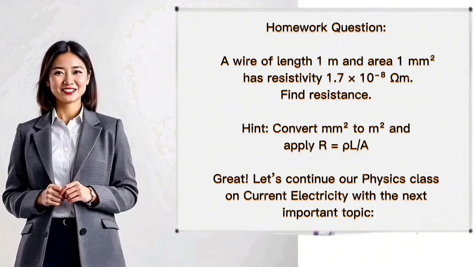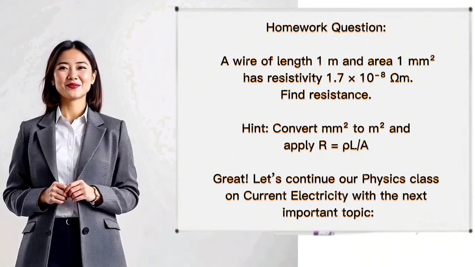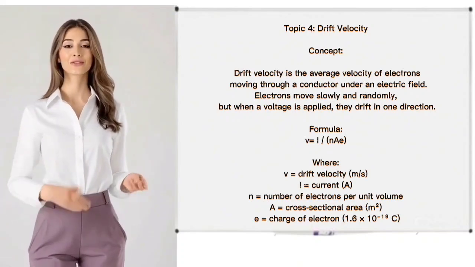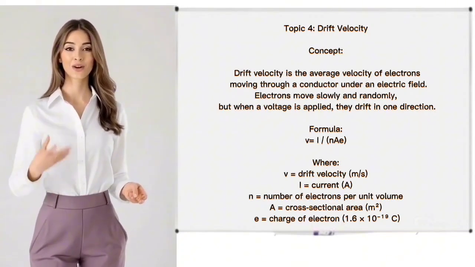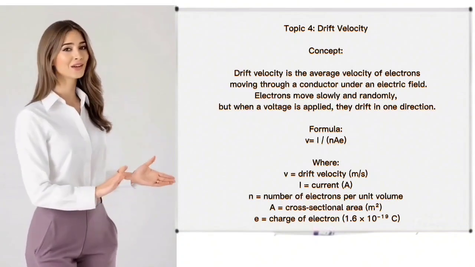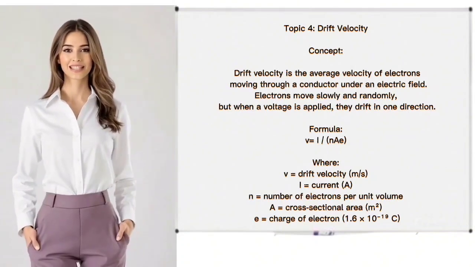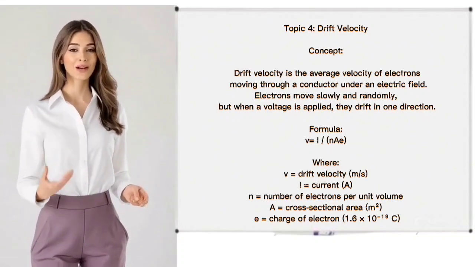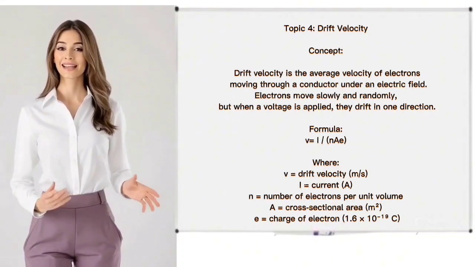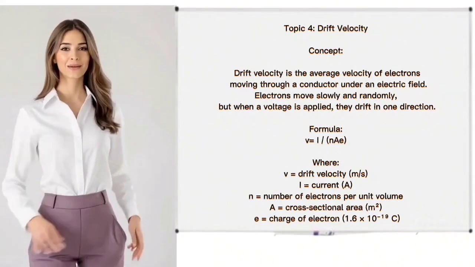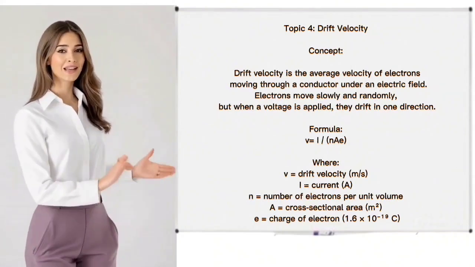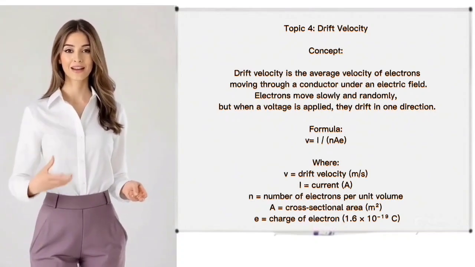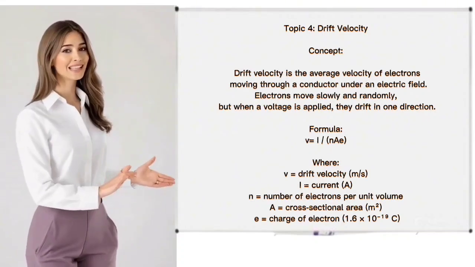Great! Let's continue our physics class on current electricity with the next important topic. Topic 4. Drift velocity. Concept. Drift velocity is the average velocity of electrons moving through a conductor under an electric field. Electrons move slowly and randomly, but when a voltage is applied, they drift in one direction. Formula: v = I/(nAe), where v is drift velocity in m/s, I is current, n is number of electrons per unit volume, A is cross-sectional area in m², e is charge of electron, 1.6 x 10^-19 C.